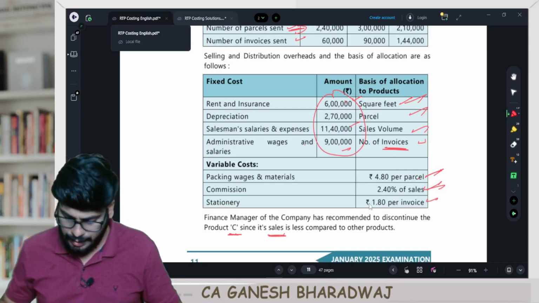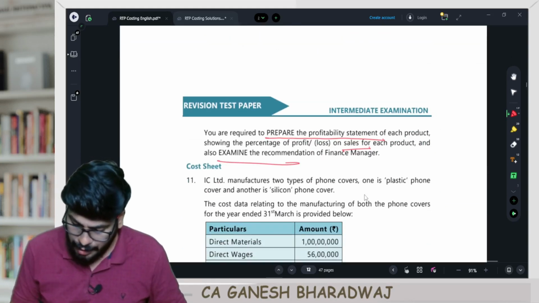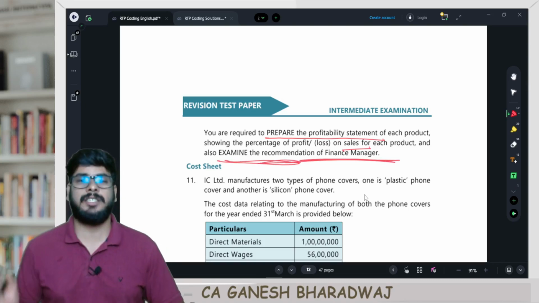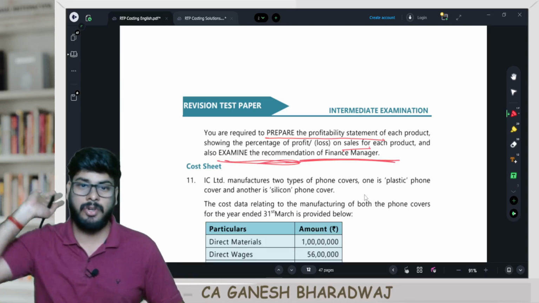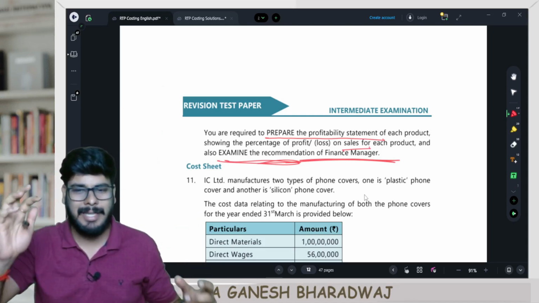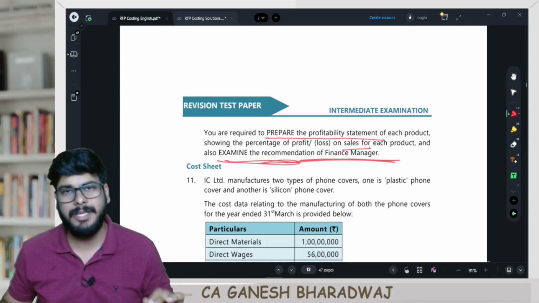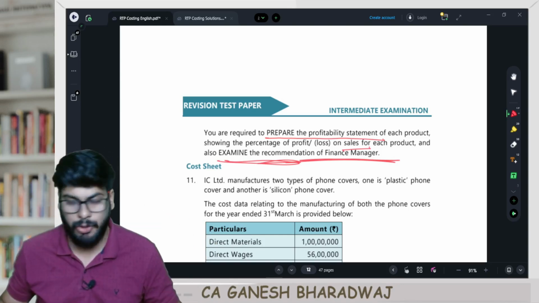What does the question say? So the question is asking you, so you are required to examine the recommendation of finance manager. You just say finance manager is wrong. Why? Because product C has a positive profit. Are you clear with this? As simple as that. And with this particular question on overheads blended with marginal costing is also over.